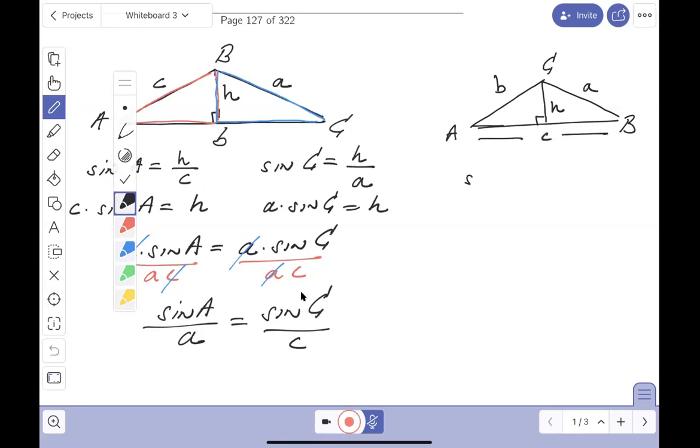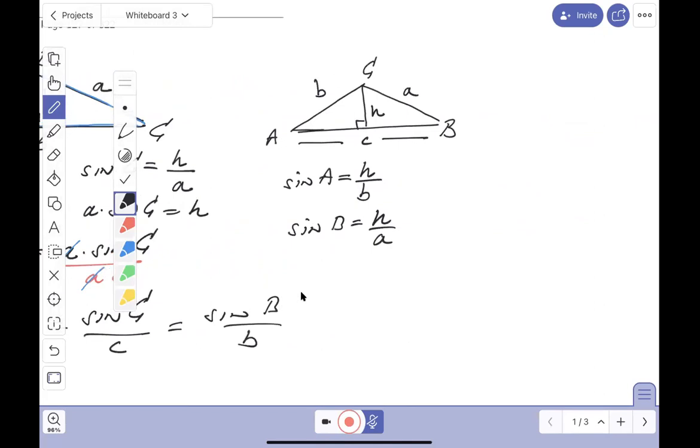Let's write this down. Sine of a is h over b, right? Sine of b is h over a. I think you get the feel for this. What are we doing? We're just in a loop of permuting things around. So I could say over here, if I put b over there, what am I getting? Sine a over a would be identical to sine b over b.